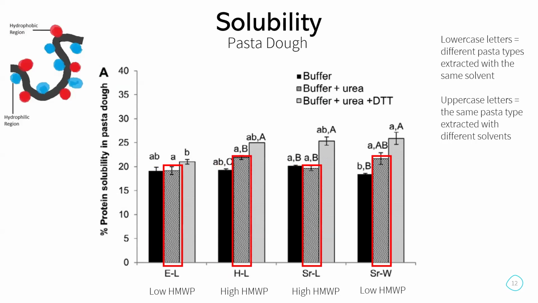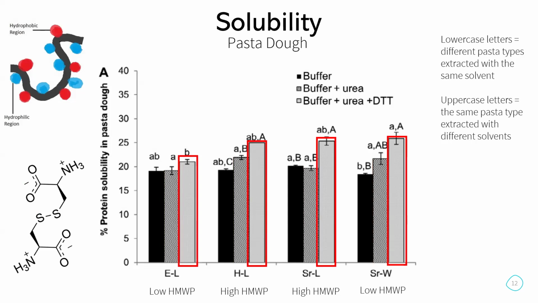For the urea, they noted that, again, there's not much difference between the urea and the buffer. This is most likely because the samples are not primarily stabilized by hydrogen bonds or hydrophobic bonds, which is what the urea is stabilizing or destabilizing. And then for the urea and DTT, this is breaking disulfide bonds. So most of them had increased or were more soluble in the DTT, meaning that most of these samples were primarily stabilized by disulfide linkages.